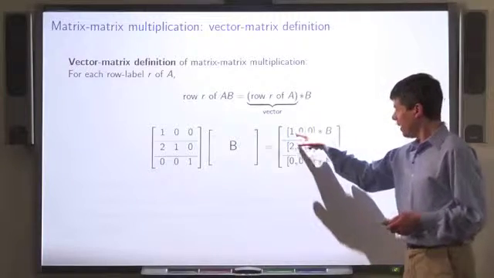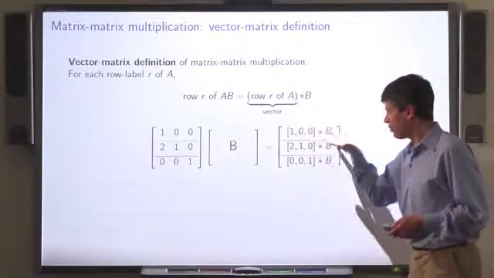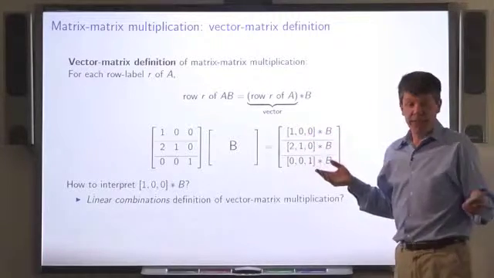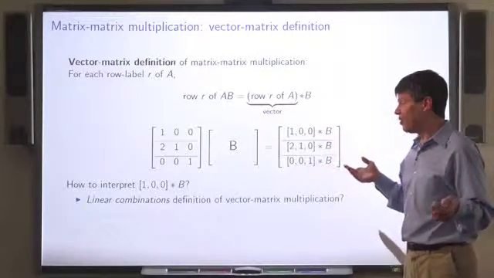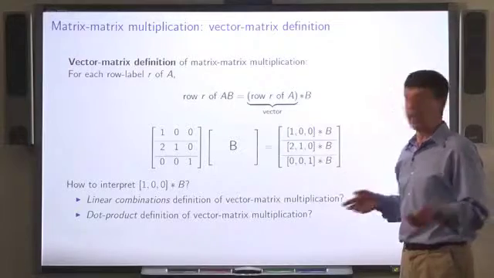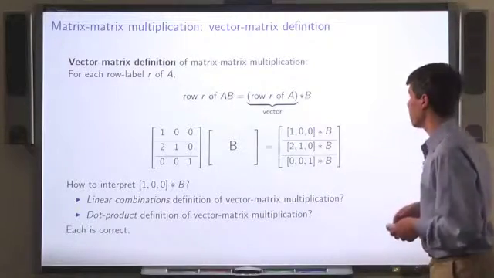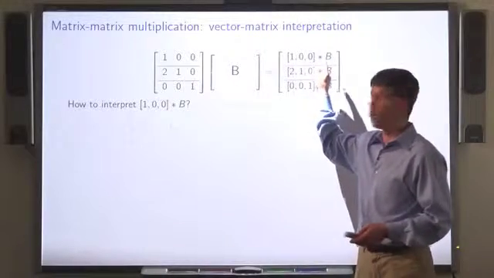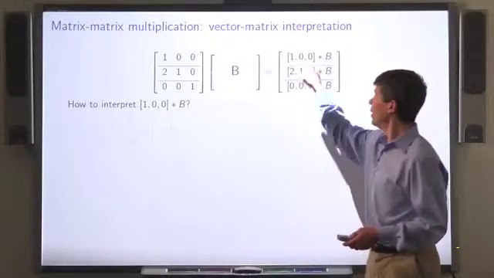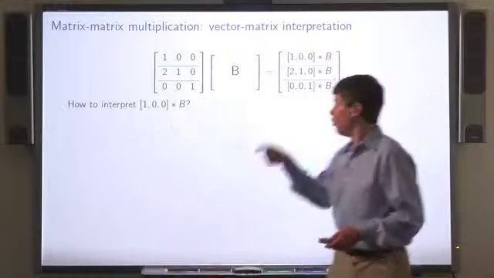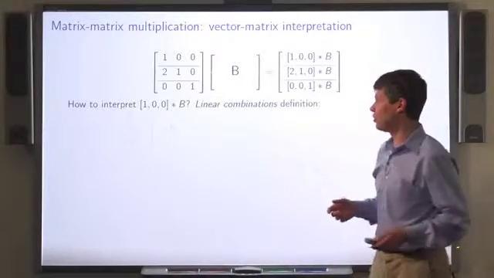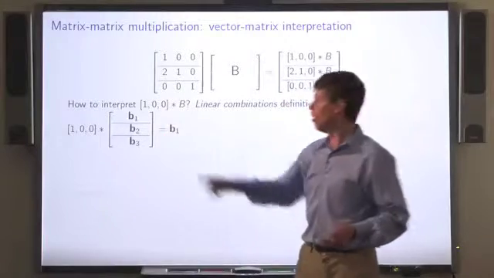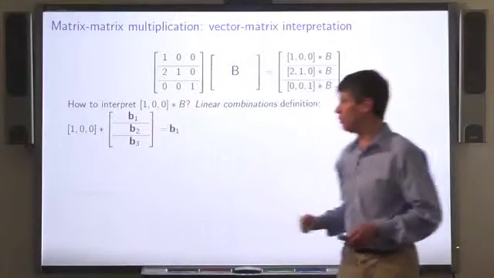How do we interpret this product? This is a vector matrix product, and we can use either of our definitions, the linear combinations definition or the dot product definition. Either one will do. So we defined a matrix product in terms of some vector matrix products. How do we interpret this vector matrix product? Let's use the linear combinations definition. We write B in terms of its rows. Let's call them B1, B2, and B3.